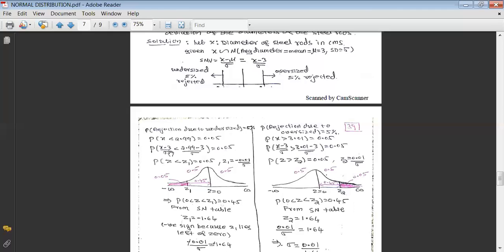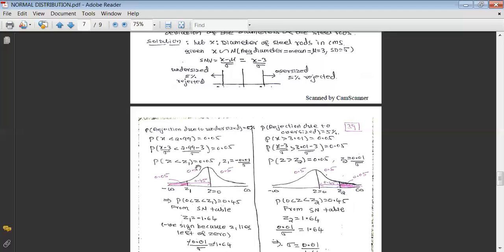Now convert them to standard normal: subtract the mean and divide by the standard deviation. Since the standard deviation is unknown, keep that as it is. It equals 0.05. Here also we did the same thing. We don't know this value, but anyhow it is divided by sigma, so Z is less than Z1, because we are not familiar with sigma and cannot compute it. Let us denote it as Z1. That is, the probability of Z less than Z1 equals 0.05, where Z1 is (2.99 minus 3), that is minus 0.01, divided by sigma. And here Z is greater than Z2, again 0.05, and Z2 is (3.01 minus 3), that is 0.01, divided by sigma.